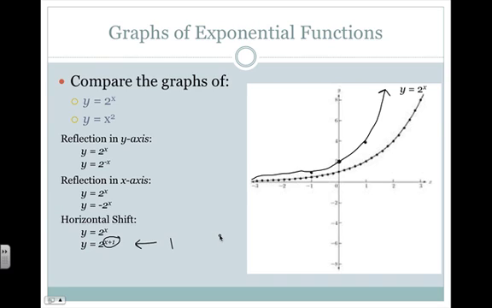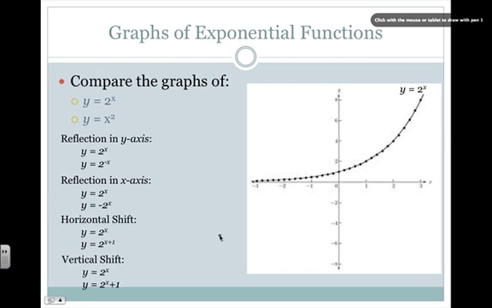Okay, so now let's take a look at the vertical shift. So vertical shift is going to be when you add or subtract a number to the entire equation. So we have 2 to the x and then plus 1. And it's doing just that. So it's going to be increasing it by 1.